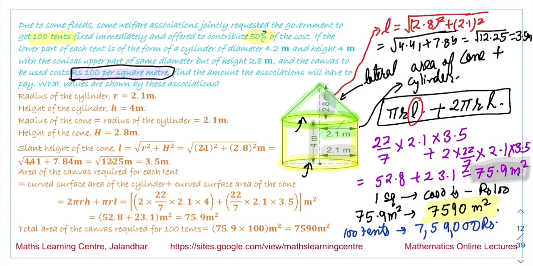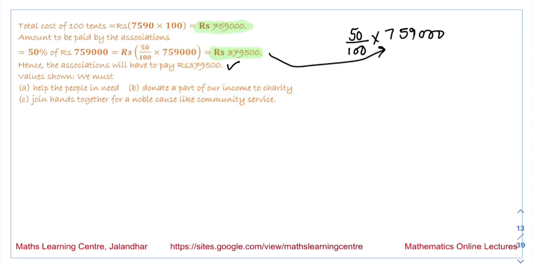Now we are saying that 50% will be contributed by the government. So the association will have to pay 50% of this value. The calculations are shown on our next slide. We are saying the total cost we have is 759000. Now 50% is to be paid by the association. So it is 50% of this value, means 50 by 100 into 759000. On solving this, the value comes out to be 379500. So this amount is to be paid by the association.